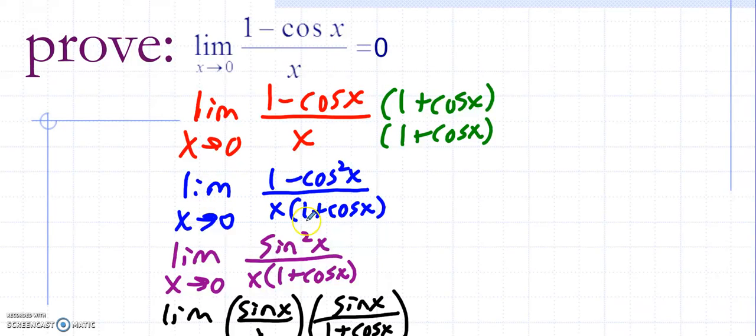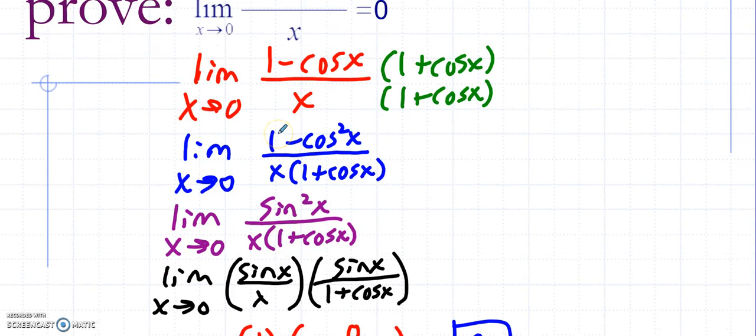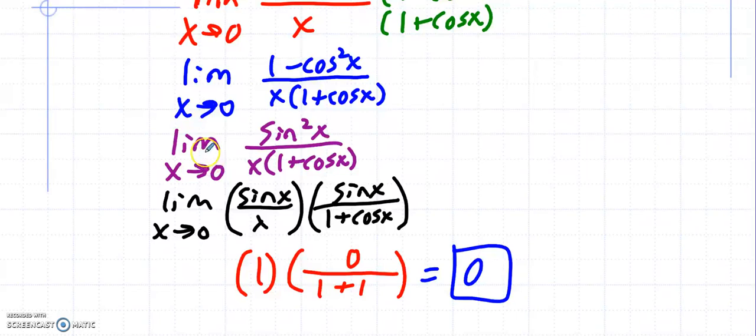So I get x times 1 plus cosine of x. But wait a minute, hold up, Pythagorean identity, I see you. 1 minus cosine squared of x is sine squared of x. So the limit as x goes to 0 of sine squared of x over x times 1 plus cosine of x.